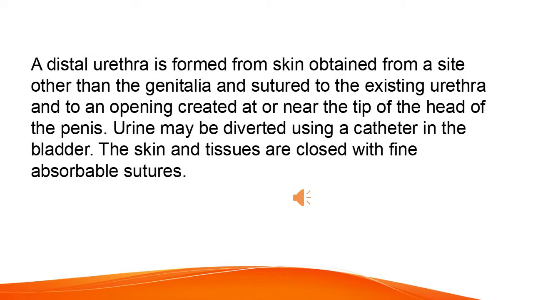A distal urethra is formed from skin obtained from a site other than the genitalia and sutured to the existing urethra and to an opening created at or near the tip of the head of the penis. Urine may be diverted using a catheter in the bladder. The skin and tissues are closed with fine absorbable sutures.